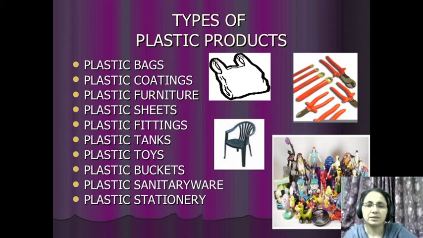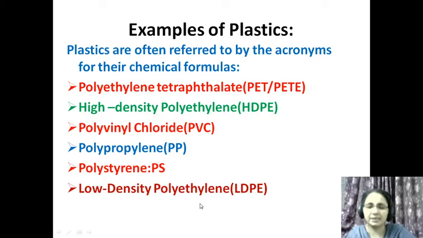So, let us know some of the types of plastic products that we are daily using: plastic bags, plastic coatings, plastic furniture, plastic sheets, plastic fittings, plastic tanks, plastic toys, plastic buckets, plastic sanitary ware and plastic stationery.